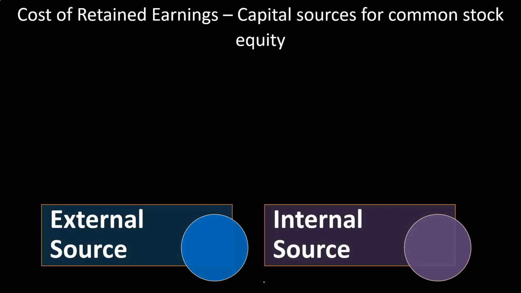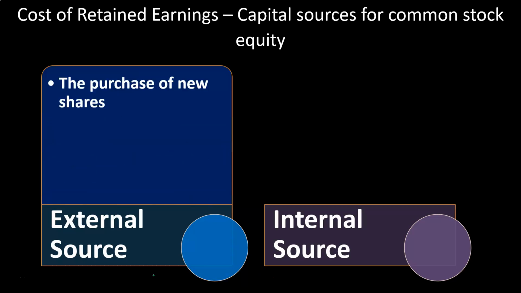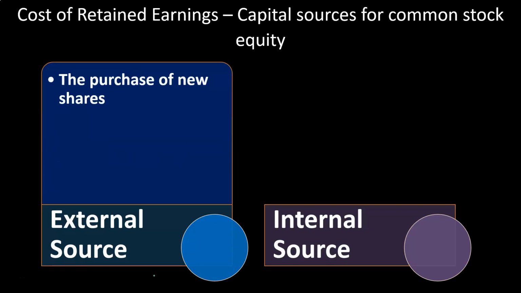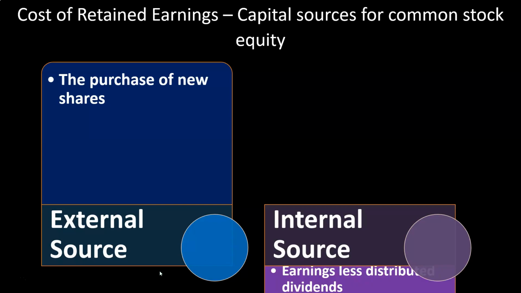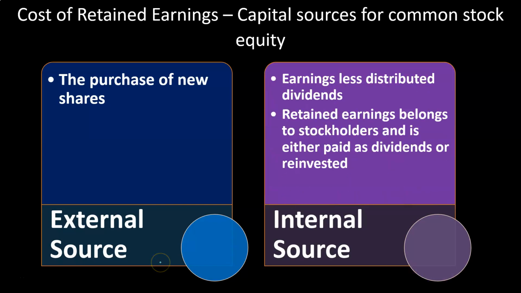Cost of retained earnings, capital sources from common stock equity. We have the external source and internal sources. External sources, the purchase of new shares. So when we issue the shares, that's going to be one of the sources for the cost of the retained earnings. The internal source would be, of course, the earnings less distributions.